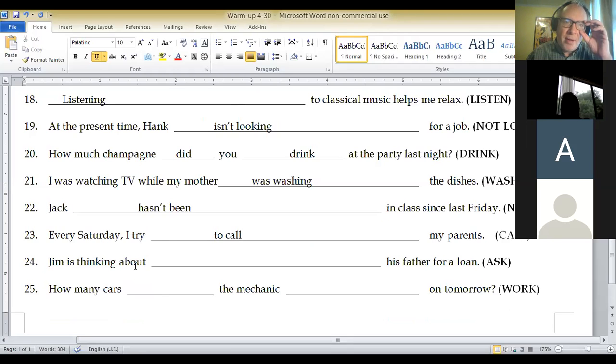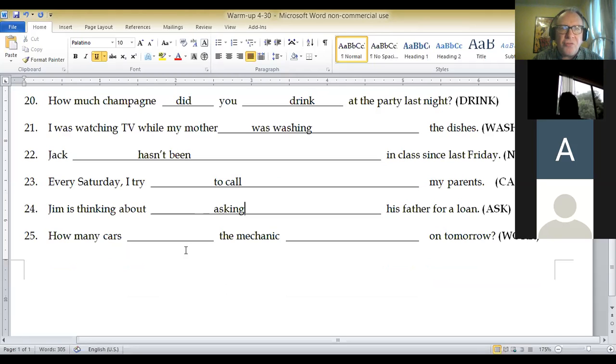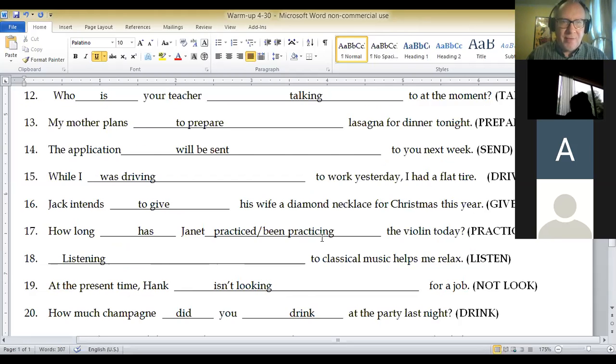Sometimes we use gerund with try, but it means something different. The next one we say about. About's a preposition. Asking. Asking, very good. Jim is thinking about asking his father for a loan. Asking. Gerund with a preposition. And the next one is a question about tomorrow. So what can we do? Will work or is going to work, right? And we're done. We went through that very fast. Very good job, everybody.